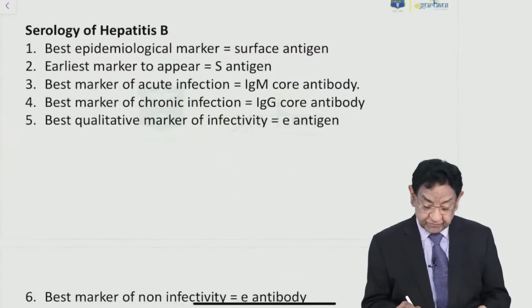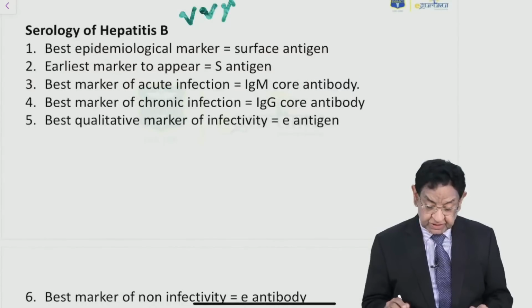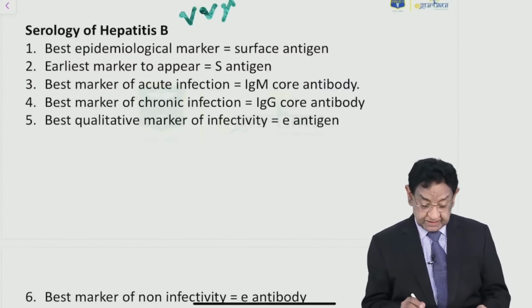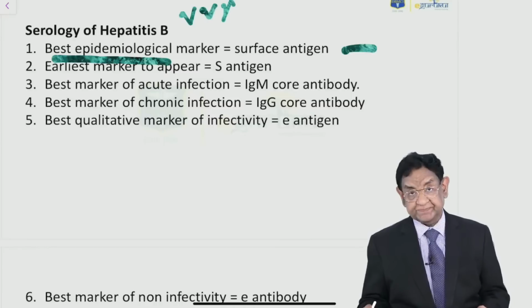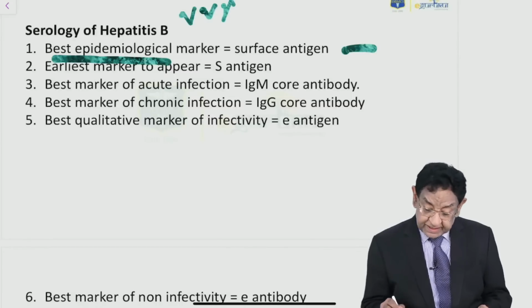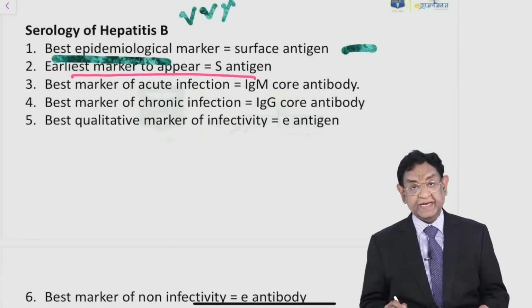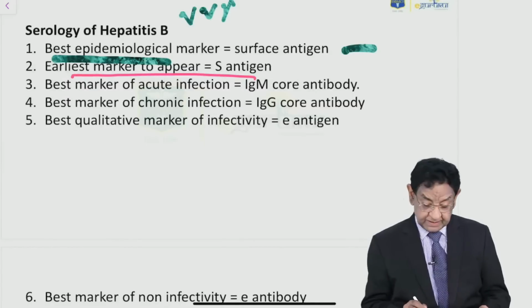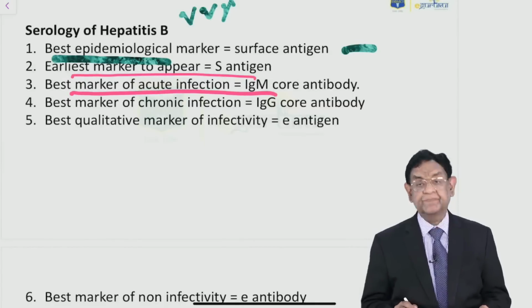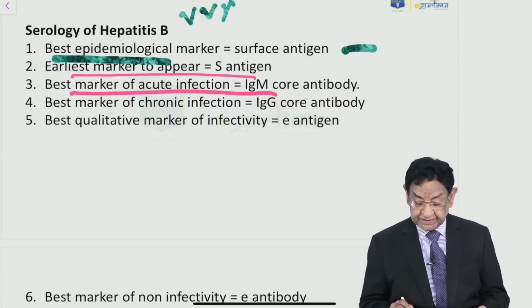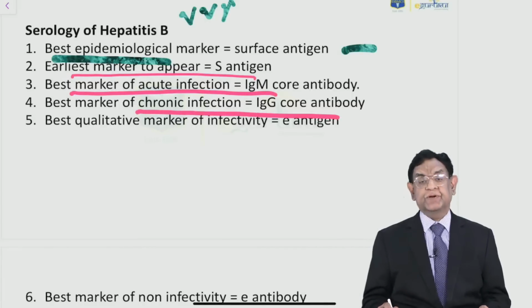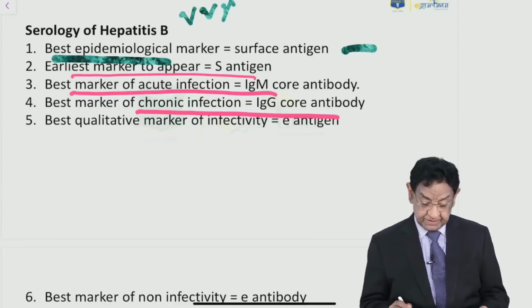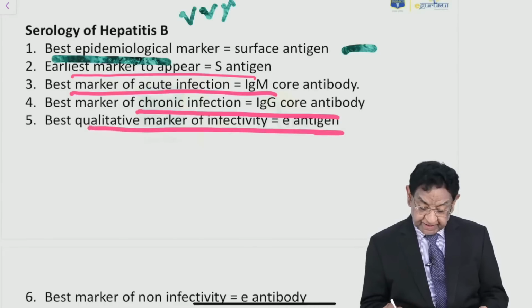I'm giving you certain points, they are very, very important points. Note down, note down. Best epidemiological marker is surface antigen. Earliest marker to appear, surface antigen. Best marker of acute infection, IgM core antibodies. Best marker of chronic infection, IgG core antibodies. Best qualitative marker of infectivity, E antigen.